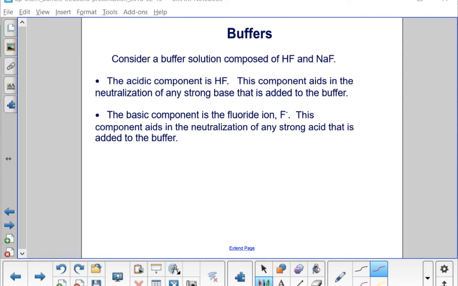Consider a buffer solution composed of HF and NaF. The acidic component is HF. This component aids in the neutralization of any strong base that is added to the buffer. The basic component is the fluoride ion, F-. This component aids in the neutralization of any strong acid that is added to the buffer.